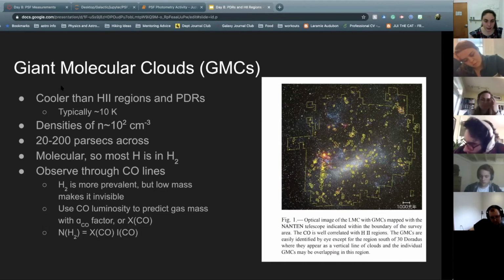So instead, to measure molecular clouds, we look for CO luminosity, and then we predict the gas mass with alpha CO. It's a conversion factor. So we take CO luminosity, we multiply by alpha CO and get a gas mass.